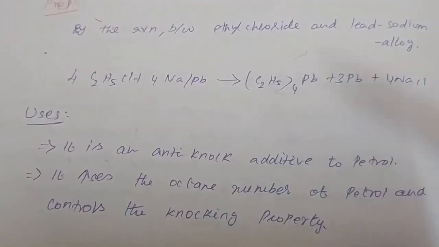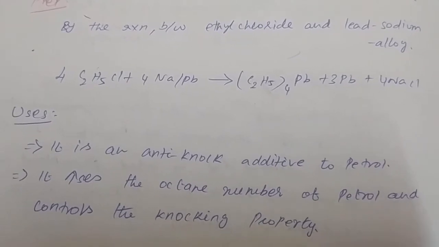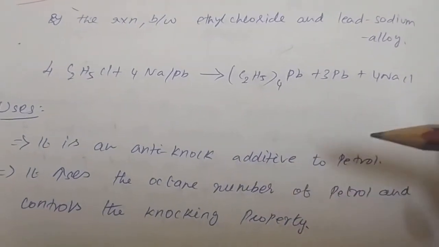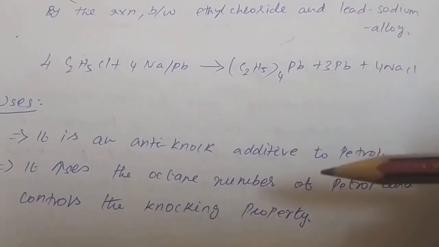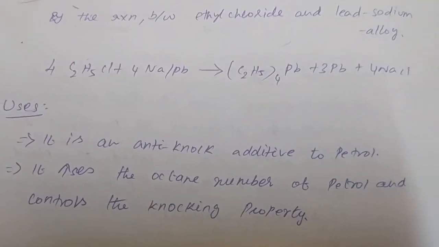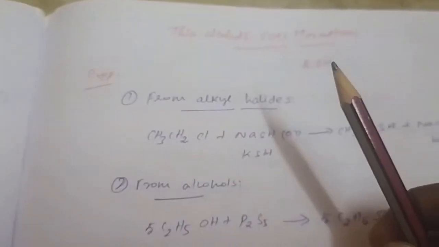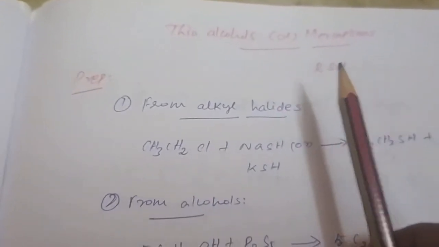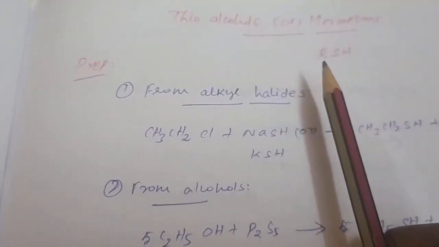So what is the uses of tetraethyl lead? It is used as an additive to petrol, which increases the octane number of petrol and reduces the knocking property. So next compound is thioalcohol or mercaptans. The general formula of thioalcohol is RSH.